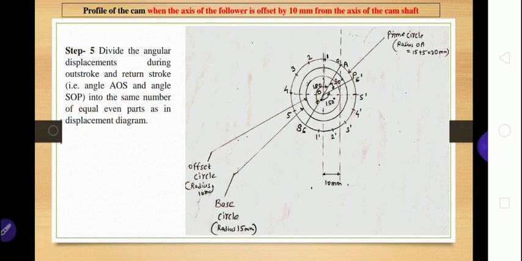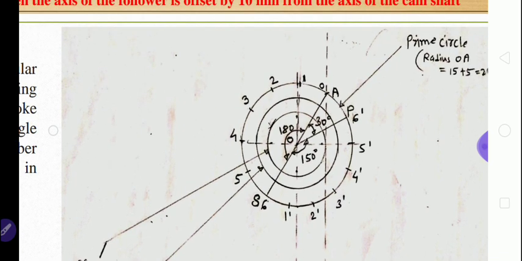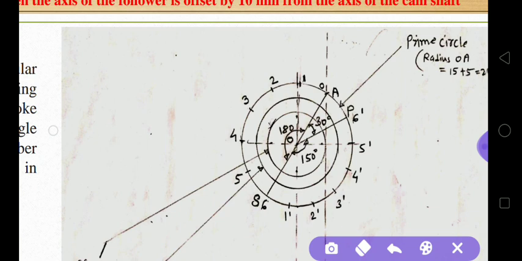Next step, to divide the angular displacement during the outstroke and return stroke into 6 equal parts. As in the displacement diagram we have divided these angles into 6 equal parts, here also in the cam profile diagram you have to divide the outstroke and return stroke angles into 6 equal parts. Therefore 180 degrees you can divide into 6 equal parts. 180 divided by 6 will become 30 degrees. Therefore from this OA line at 30 degrees, this is the first division, second division at 60 degrees, third at 90 degrees, like that fourth, fifth, sixth we have divided the outstroke.